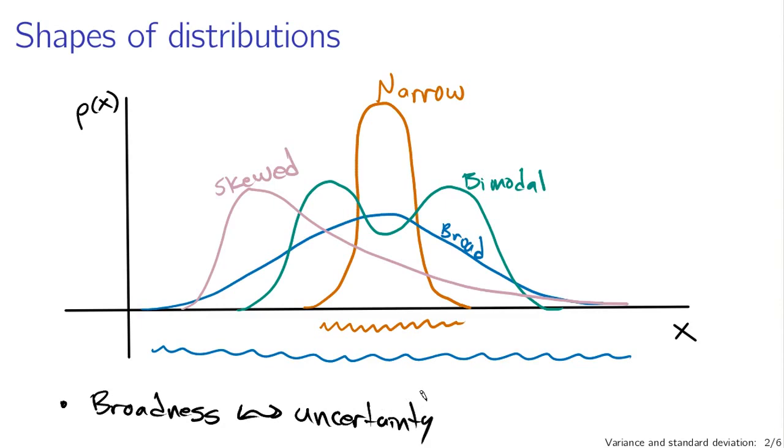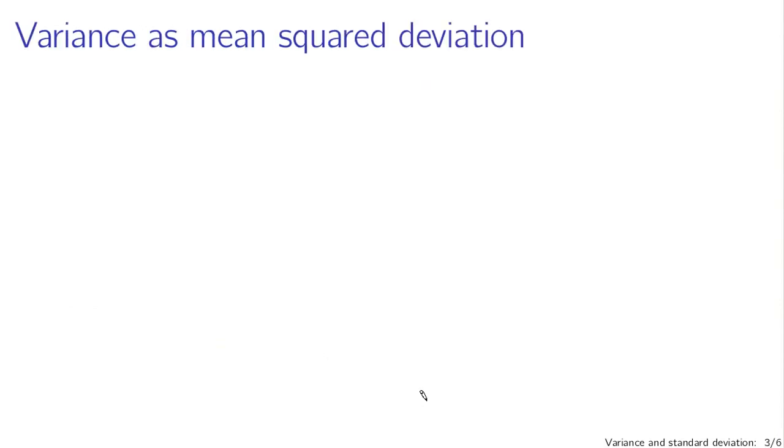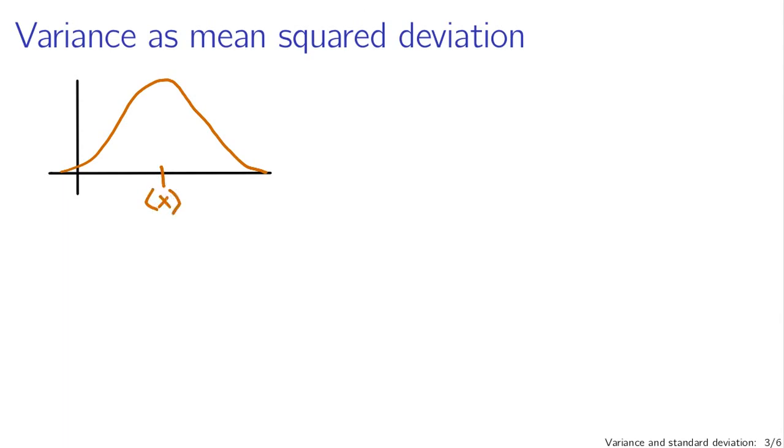This is fundamental to quantum mechanics, so how do we quantify it? In statistics, the broadness of a distribution is called the variance. Variance is a way of measuring the broadness of a distribution, for example. So suppose this is my distribution. The mean of my distribution is going to fall roughly in the middle here. Let's say that's the expected value of x, if this is the x-axis.